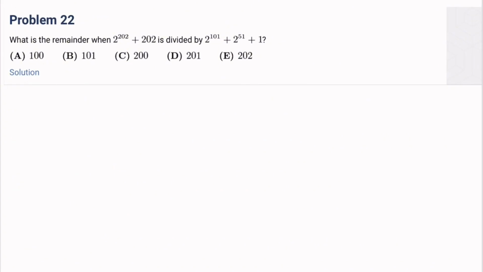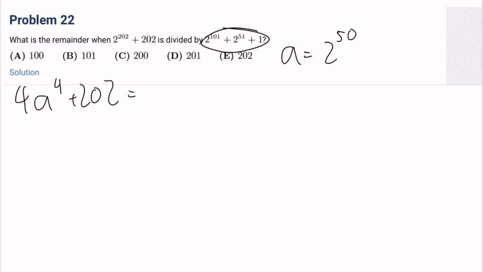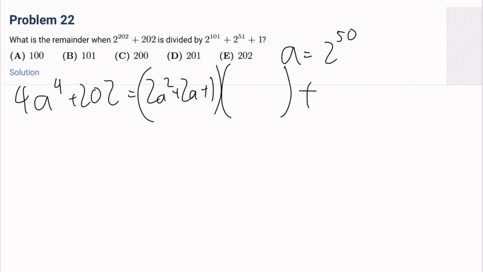Number 22, what is the remainder when 2 to the 202nd power plus 202 is divided by this? Okay, so let's say that A equals 2 to the 50th power, right? Then this one would be 4A fourth plus 202 equals, so equals 2A squared plus 2A plus 1, like that, and then we have something multiplied, and then we have a remainder, right? And now since this is in A form, then we can just get what this is, right?